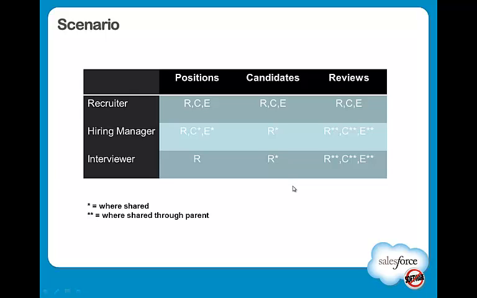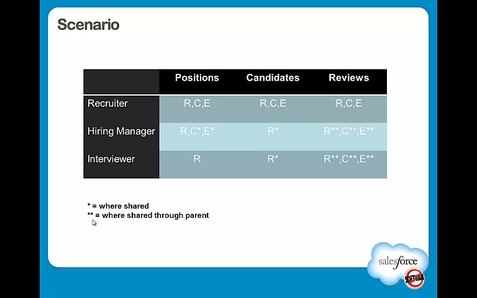At the same time, we are also trying to put in access restriction. In other words, if you take a look at the hiring manager, he has the most access. So he has access to the most data. When we talk about the reviews, he can read the data, he can create the data, he can edit the data, not only the data that is owned by him, also the data which is shared with him, either directly shared data or through a parent, right?